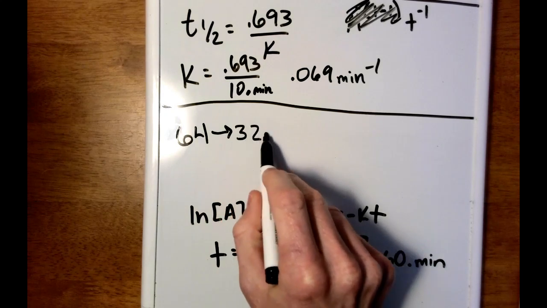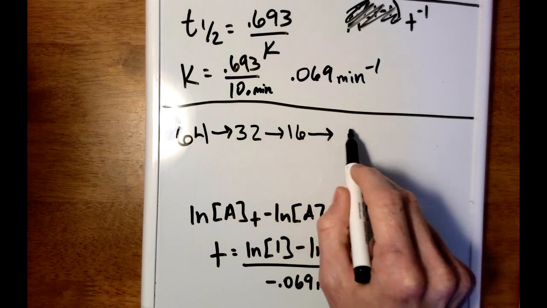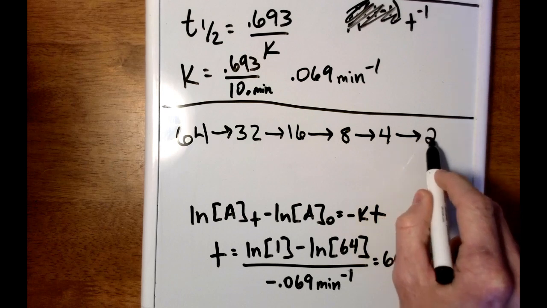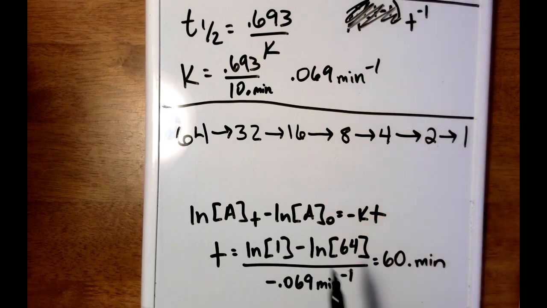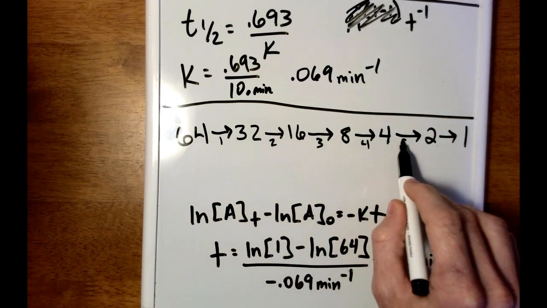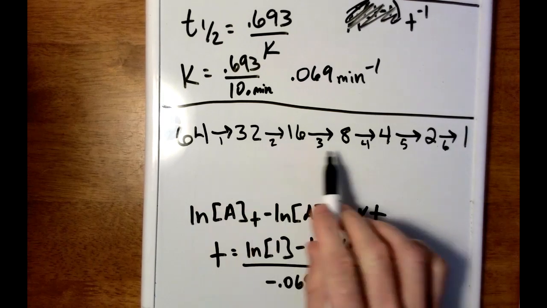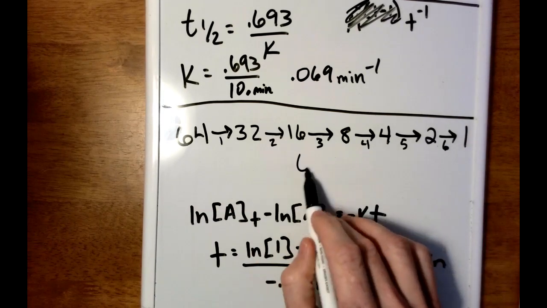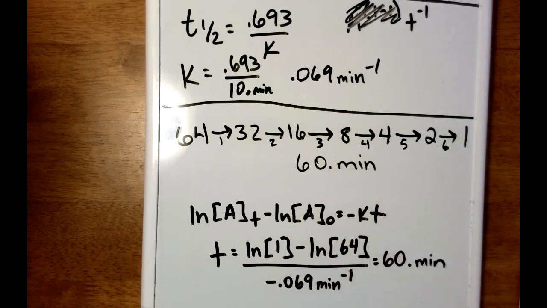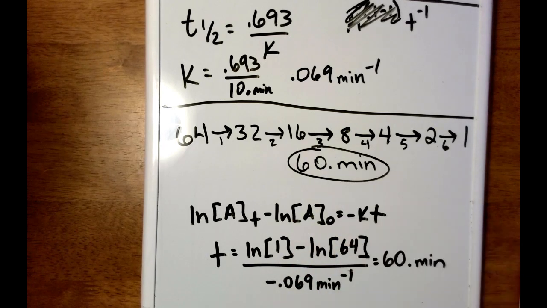So after 1 half-life, 32. After a second half-life, 16. 8, 4, 2, 1. And so this is 1, 2, 3, 4, 5, 6 half-lives. And because each half-life is 10 minutes, that means 60 minutes. And because the 10 with a decimal was 2 decimal places, 2 sig figs, that's how we would report our answer.